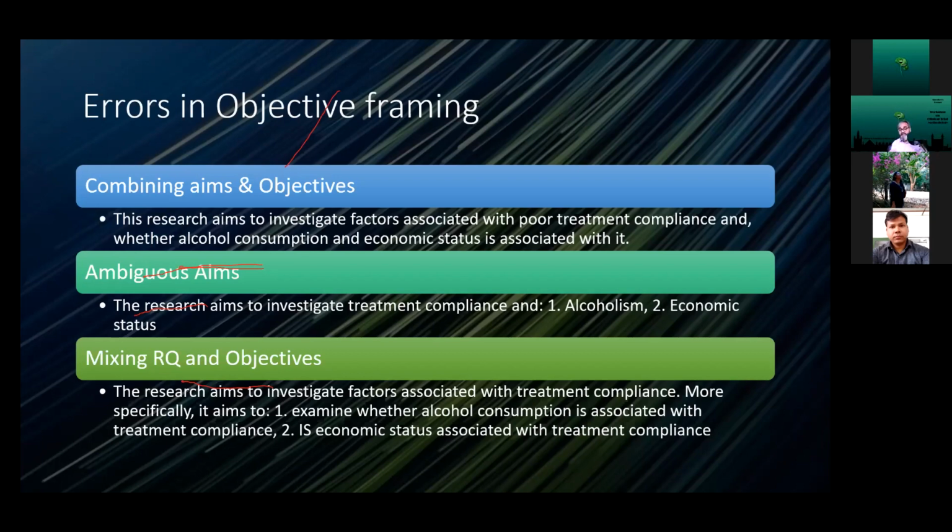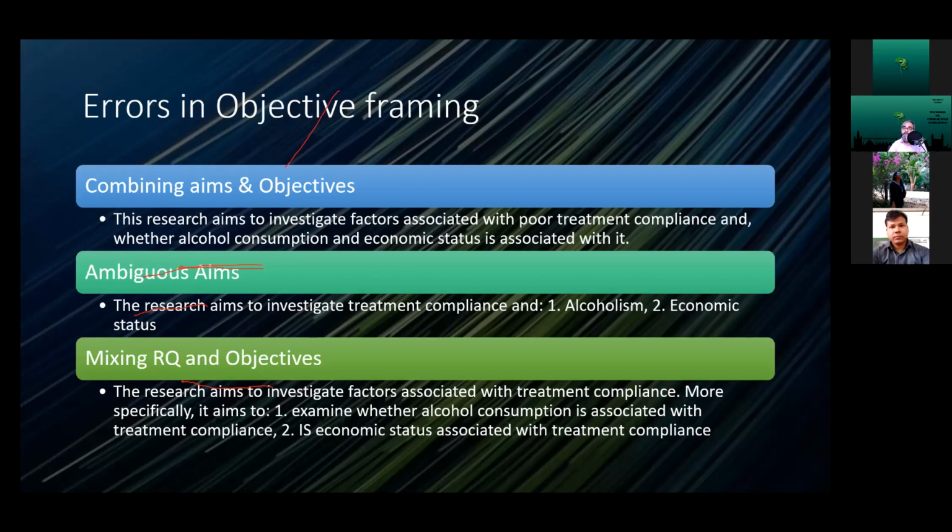Then the next part is actually objective, and this could have come within the objective, and you should have chronologically arranged that through a logical sequence. So if one could have been to investigate the factors, second could have been whether alcohol consumption is associated or not, or it could be the first as well. The third one could be whether economic status is associated or not. The fourth one could be whether alcohol consumption is a greater predictor of poor treatment compliance than economic status. So there could be many ways in which you could have approached it, but mixing research question and objectives, having ambiguous aims, and combining aims and objectives is something that is not standard.